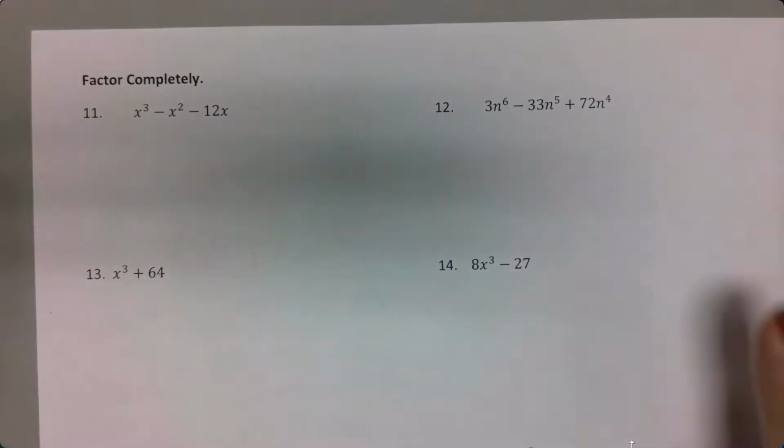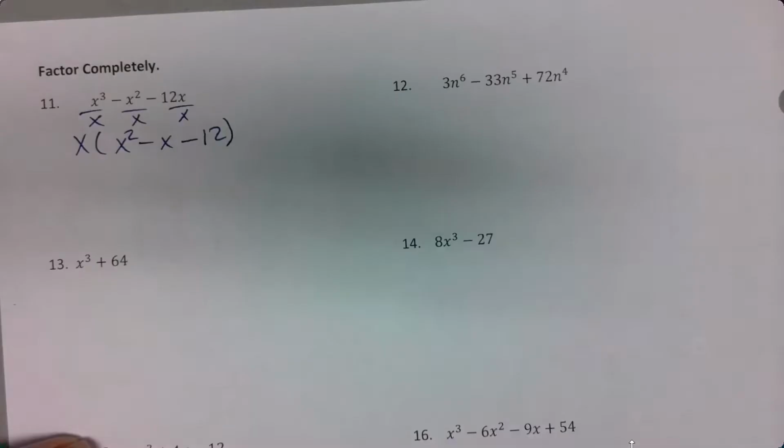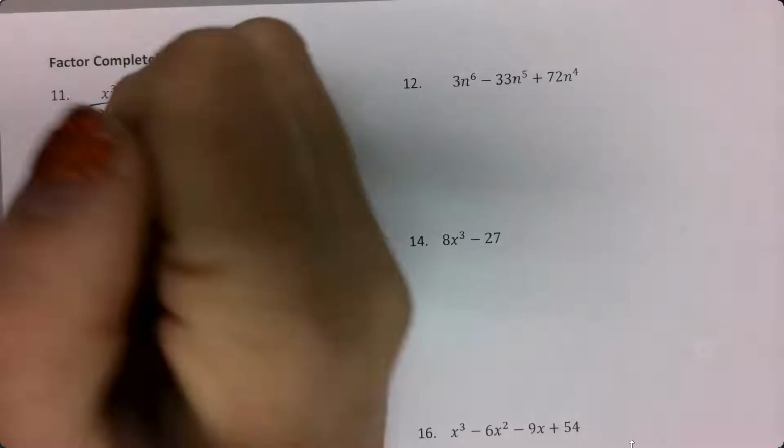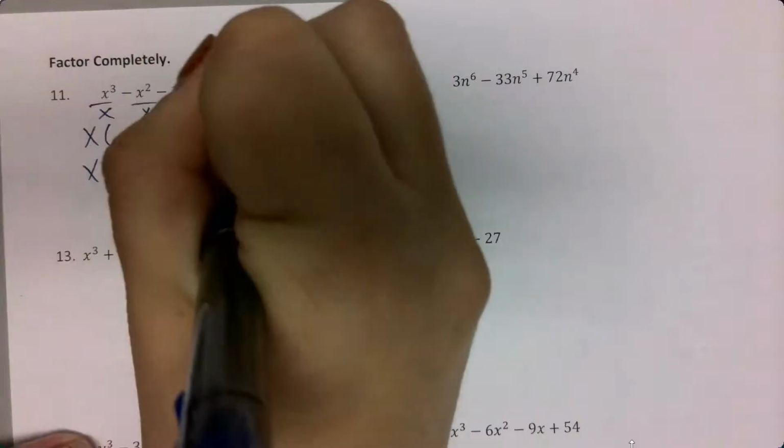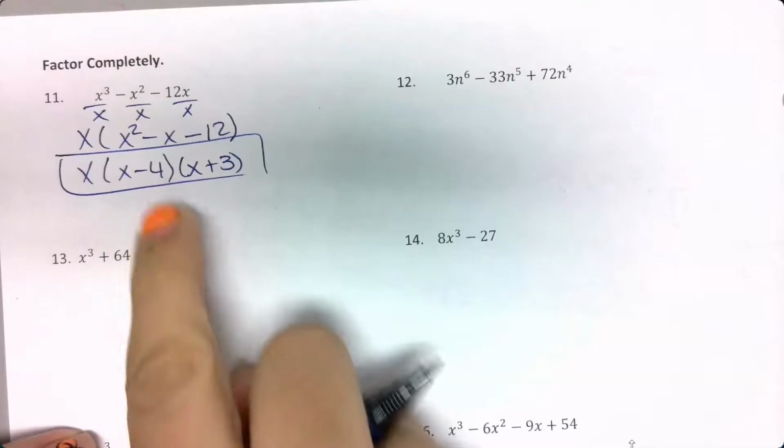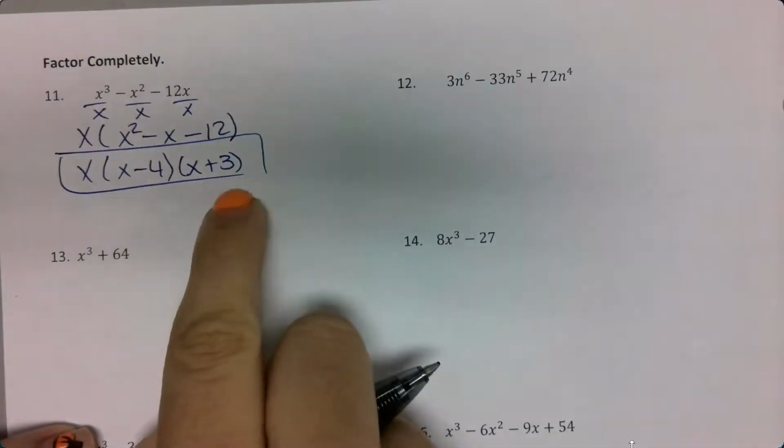On my backside, I want to factor. So this one, everything is divisible by x. I get x times x squared minus x minus 12. So I'm looking for what multiplies to negative 12 and adds to negative 1. This is negative 4 and positive 3. You could switch the place of those two and it would still be the same answer.